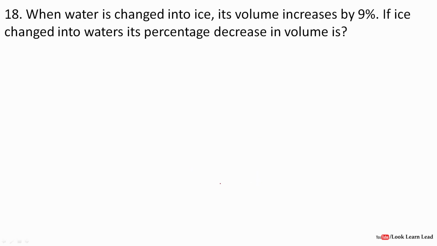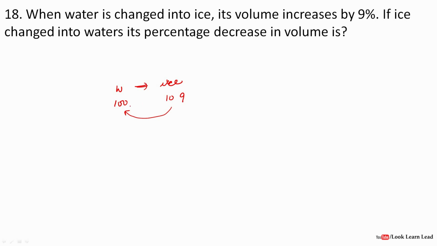When water is changed into ice, it increases in volume by 9%. So first water is 100. When it is changed into ice, it is increased by 9%, and it becomes 109. If ice is changed back into water, what is the percentage decrease in volume?